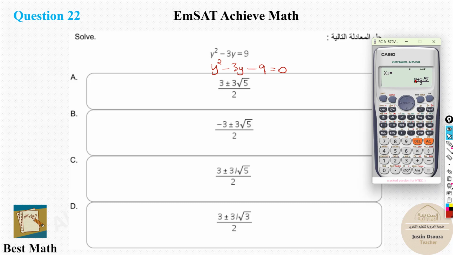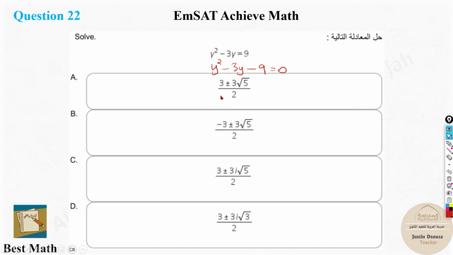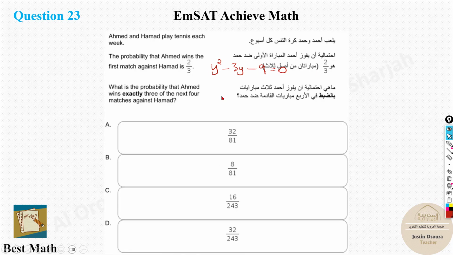So the answer is 3 plus 3 root 5. This is wrong, this is wrong. This is the answer. Let's press another one, plus or minus. So it is 3 plus or minus 3 root 5, divided by 2. That's the answer, option A.